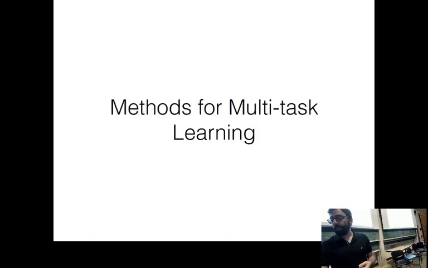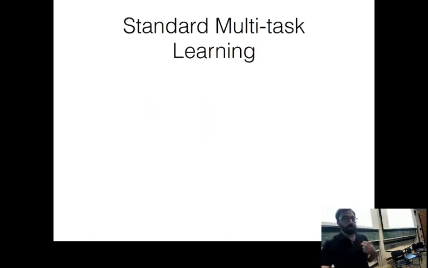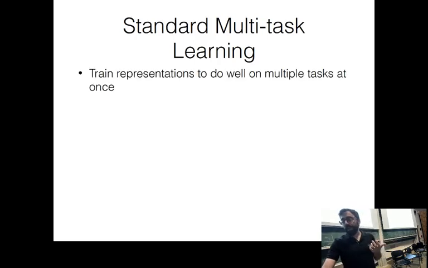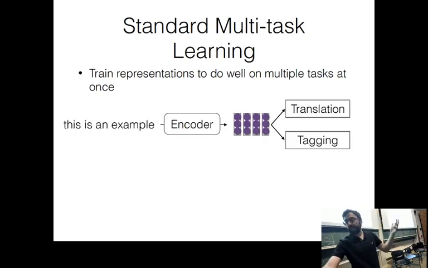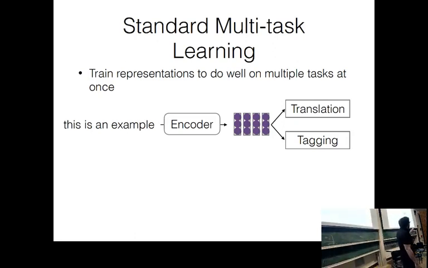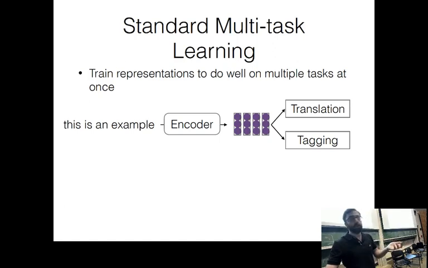Yeah. So we'll go through a bunch of methods for doing multitask learning, and in the standard version, what we care about is we have a shared encoder that basically learns representations that would do well on multiple tasks at once. So if you want to do both translation and tagging, you would just train your model using a shared encoder.